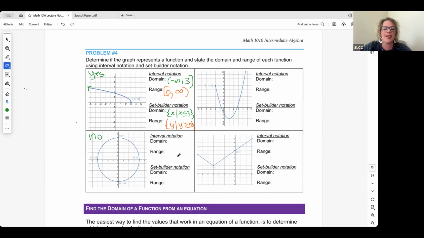No, not a function. What is the domain? So as I'm driving my car, I begin at -4. I drive that car from -4 all the way to +4. So the interval notation would be -4 to 4, both with brackets because they are part of the relation.